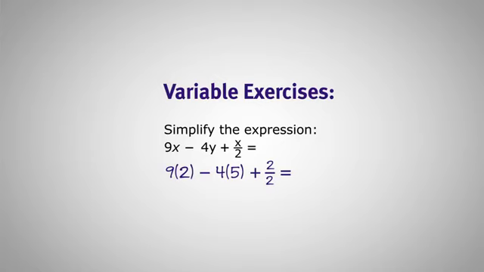Remember to follow the order of operations when you evaluate this expression. First we'll multiply. 9 times 2 is 18. 4 times 5 is 20. Then we'll divide. 2 divided by 2 equals 1. So our expression now reads 18 minus 20 plus 1, which adds up to negative 1.